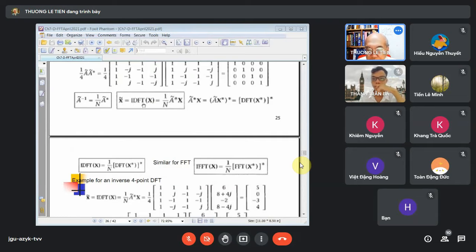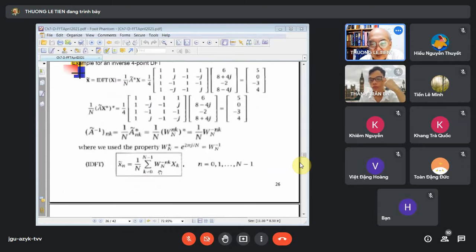Okay? The first formula. This is the second formula. Both of them are in matrix form. They are matrix formulas. And one more, it is a discrete formula.